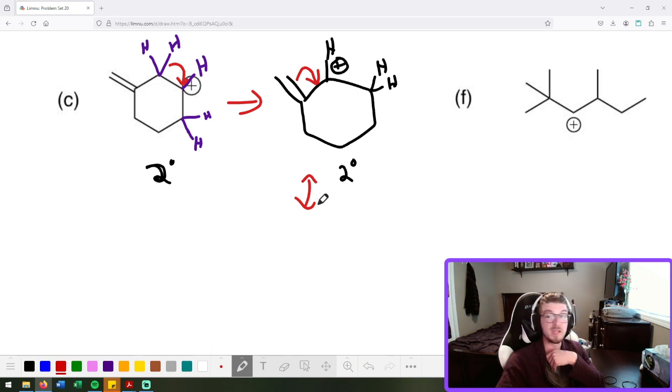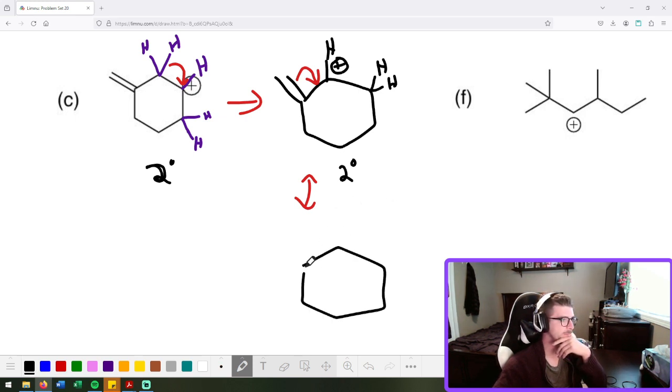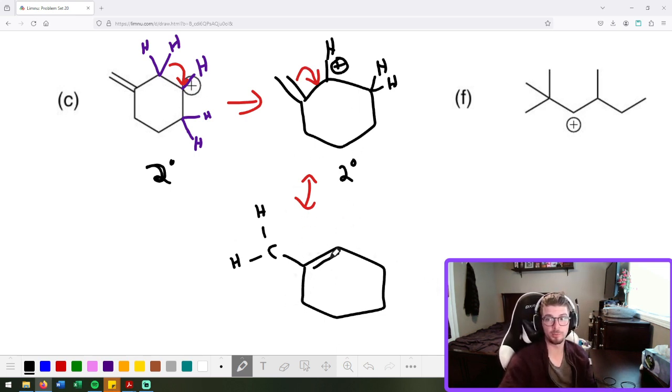And that is, in fact, a resonance structure because none of the connectivity has changed. So this produces okay. So this has relocated the double bond here and produced the carbocation on the terminal carbon here. But this is a resonance stabilization, right? Because these are resonance structures of one another.